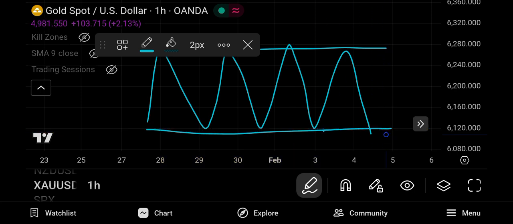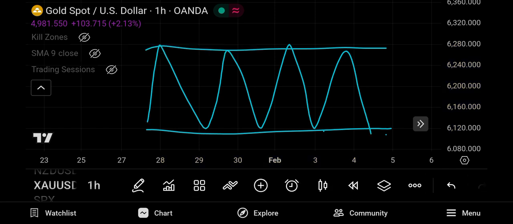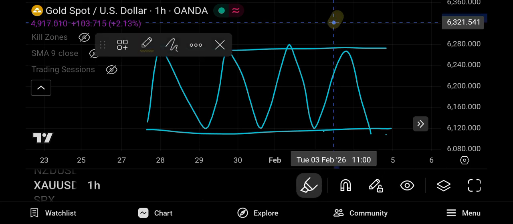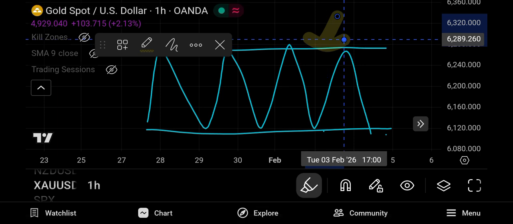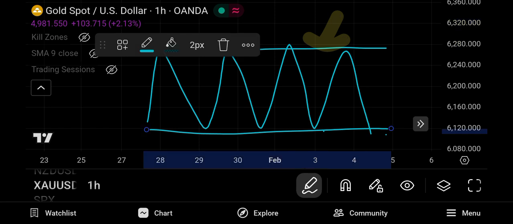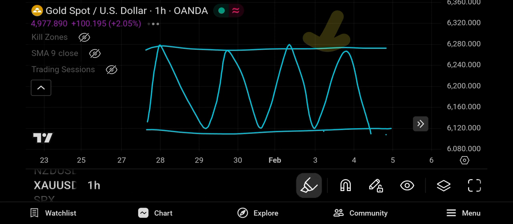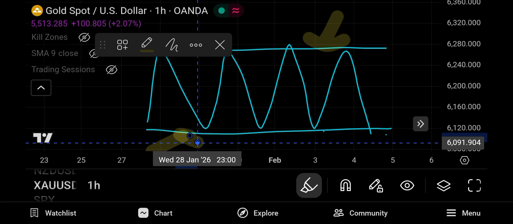Now let me tell you what some teachers or traders will tell you. They will call the top one resistance. They will call the bottom one support.